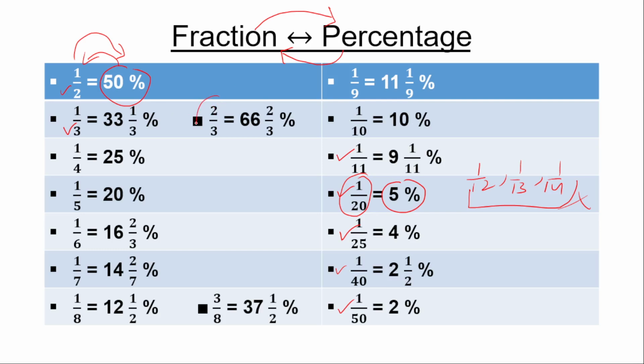After 1 by 3, 2 by 3, and after 1 by 8, you should also learn 3 by 8. Some must be thinking, what about 2 by 8? So see, 2 by 8 is simply 1 by 4, and 1 by 4 is 25%.